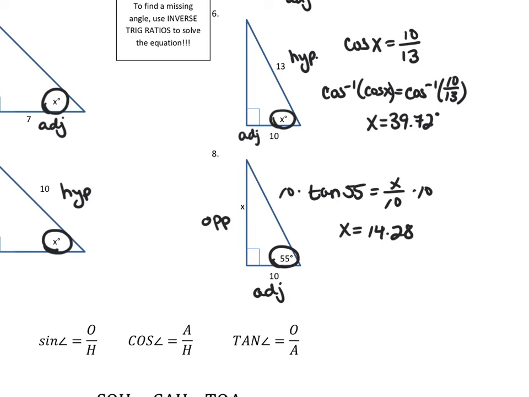We don't need to use the inverse trig function because we're given the angle, and we don't need to put a degree symbol on here because we didn't find an angle, we found a side.